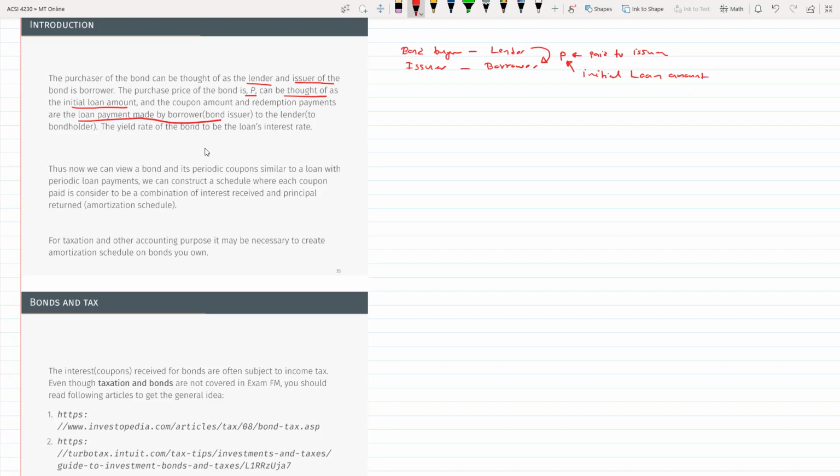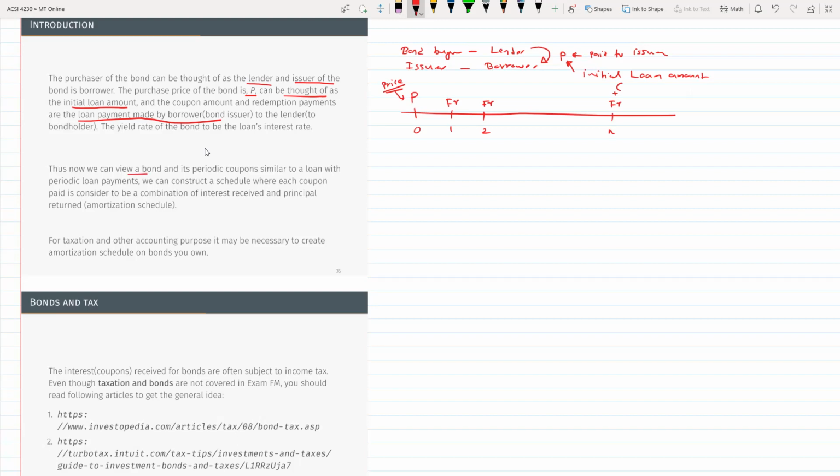So if I draw the timeline, here I have 0, here is P, which is the price. Basically, the issuer is borrowing from us if we are the buyers. So that would be the initial loan amount. And then after that, you will have the coupon payment, let's say Fr, plus C.